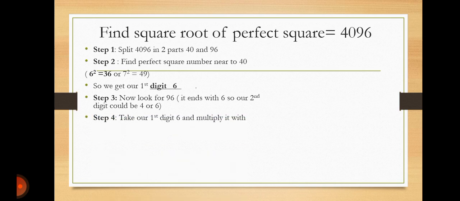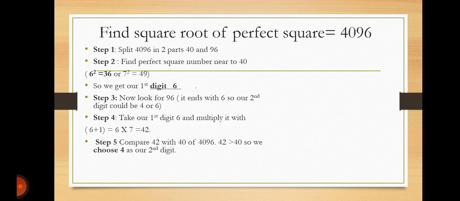Now step 4 is we will take our first digit, which is 6, which we got from step number 2. And then we multiply it with the number after adding one more to it. So 6 plus 1 is 7. We multiply 7 with our first digit 6. We get our number as 42. Now we compare 42 with 40, which is the first part of our number 4096. And we see that 42 is greater than 40.